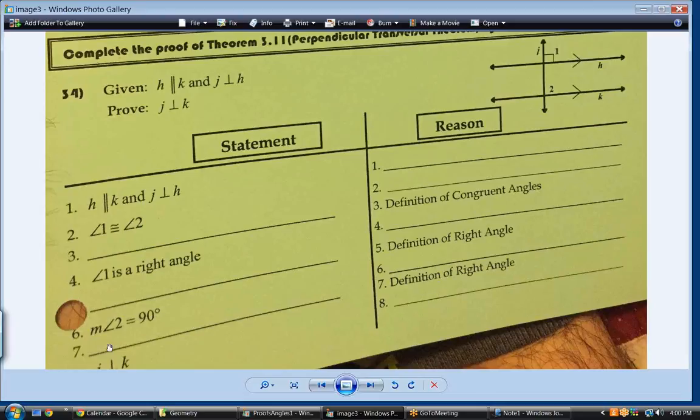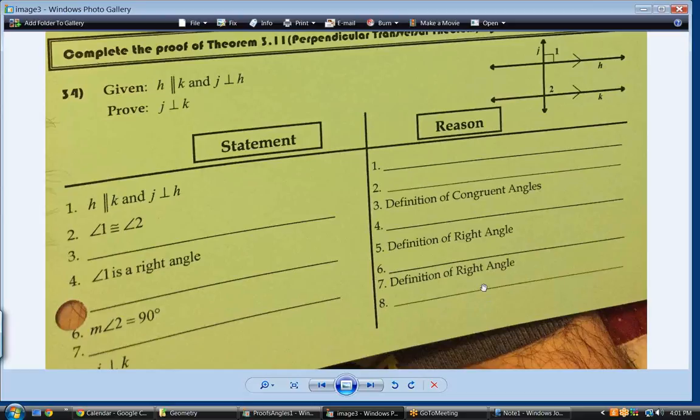Definition of right angle. What must the statement be? Angle 2 is a right angle. Yeah. Okay. And finally, the last statement says J is perpendicular to K. Why?